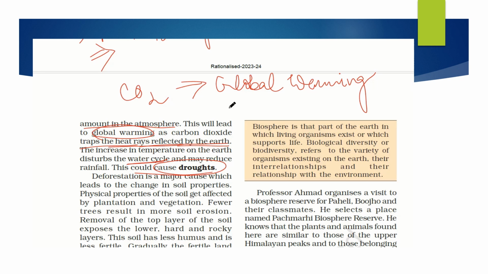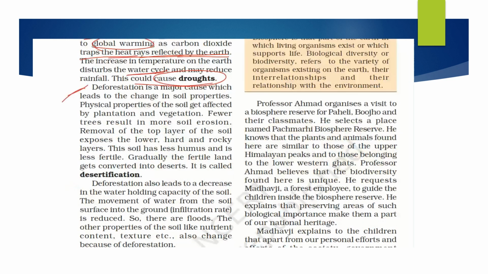Next we will learn that deforestation is a major cause of many things. So what are they? Deforestation is a major cause which leads to change in soil properties as well. The physical properties of the soil get affected by the plantation and vegetation. If you are planting crops, if vegetation is growing on one soil, then the soil properties will be retained. Fewer trees result in more soil erosion. When more trees are there, they are binding the soil with their roots, so no soil erosion is there. If there are fewer trees, more soil will blow away with wind and flow away with water, so more soil erosion will be there.